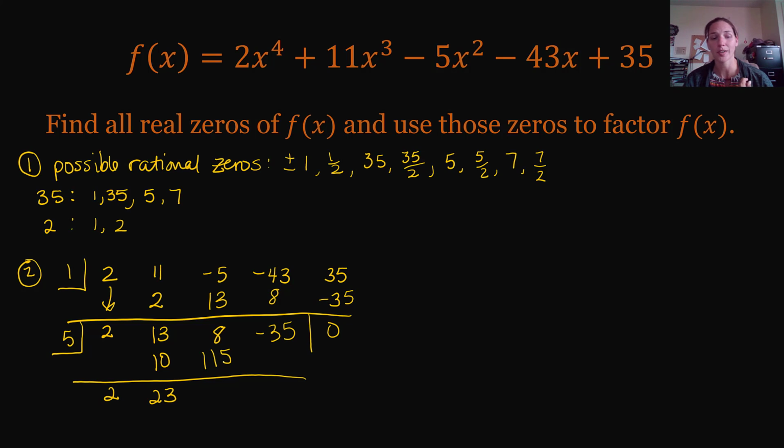Okay. I'm going to erase. You can just cross it out if you have the space. I'm going to run out of space on the screen if I don't erase. So I'm going to take that out. That didn't work. 5 didn't work. Maybe negative 5 would work? Let's try.